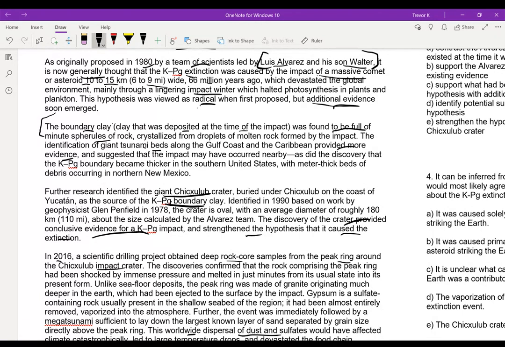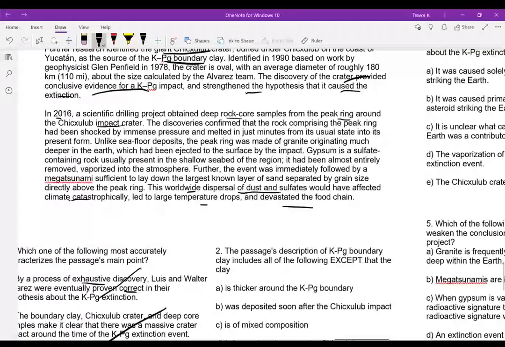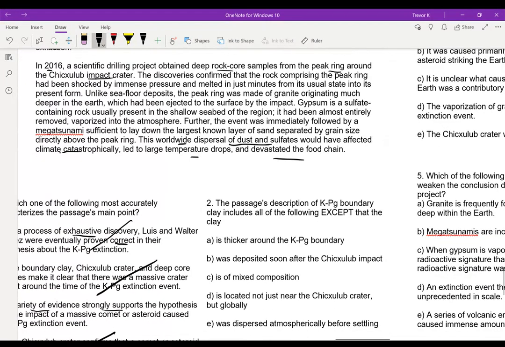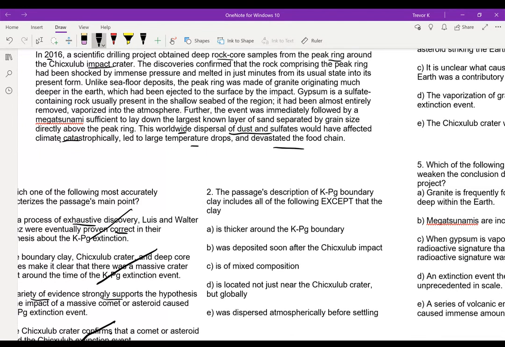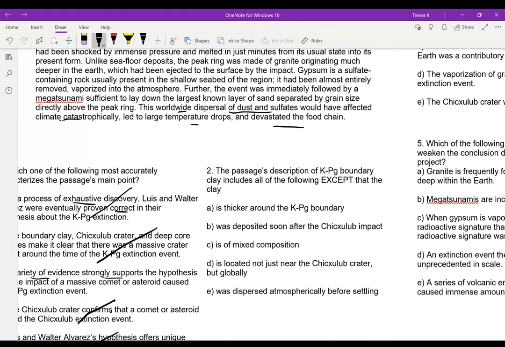That's pretty much boundary clay. Let's see. Yeah, hopefully that'll be enough. Okay, includes all of the following except that the clay is thicker around the KPG boundary. Doesn't make sense. I mean, it's KPG boundary clay, so I don't think that makes sense. So if we're doing an except question, I'm going to keep this because I don't think it makes sense that boundary clay would be thicker around KPG boundary.